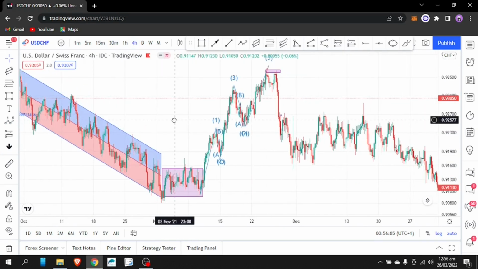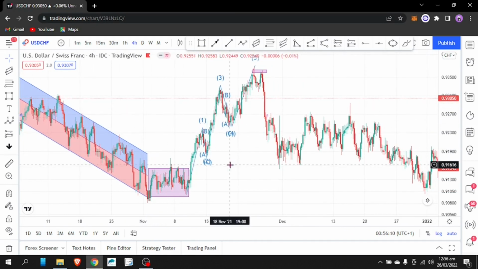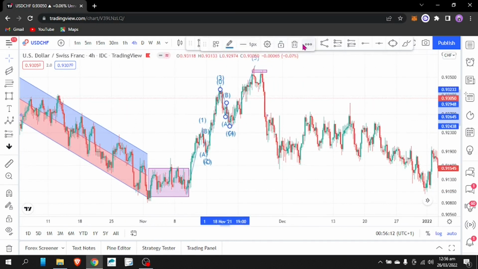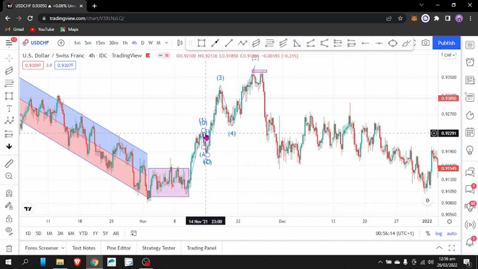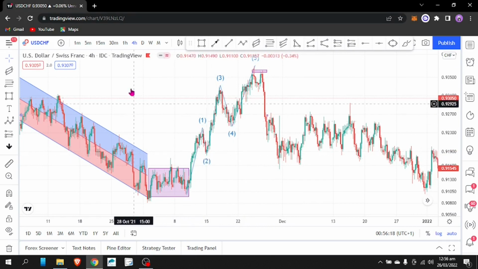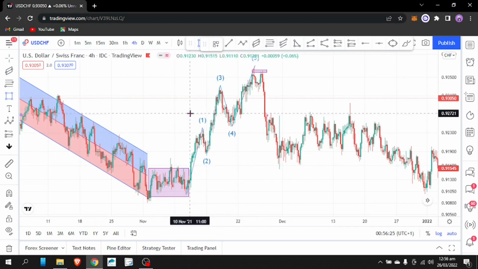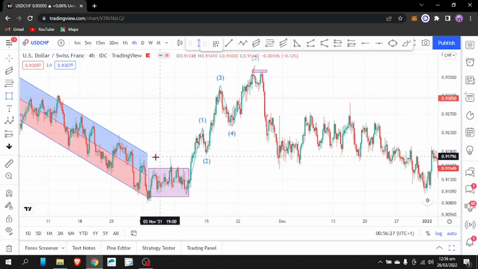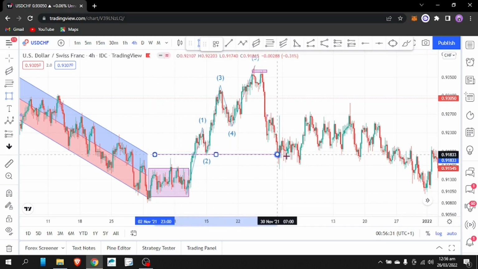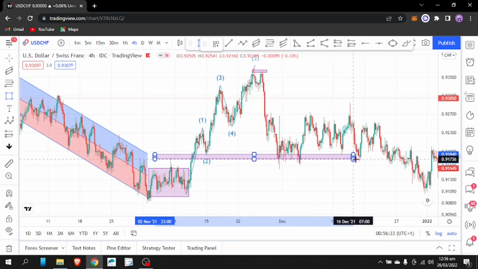If you use this in conjunction with your support and resistance, you will be able to find nice trade entries and you will make profit. Now if you also use, let's say, support and resistance, chart patterns, your Fibonacci tools and your candlestick reversal signals, you will find nice trade entries in the forex market.